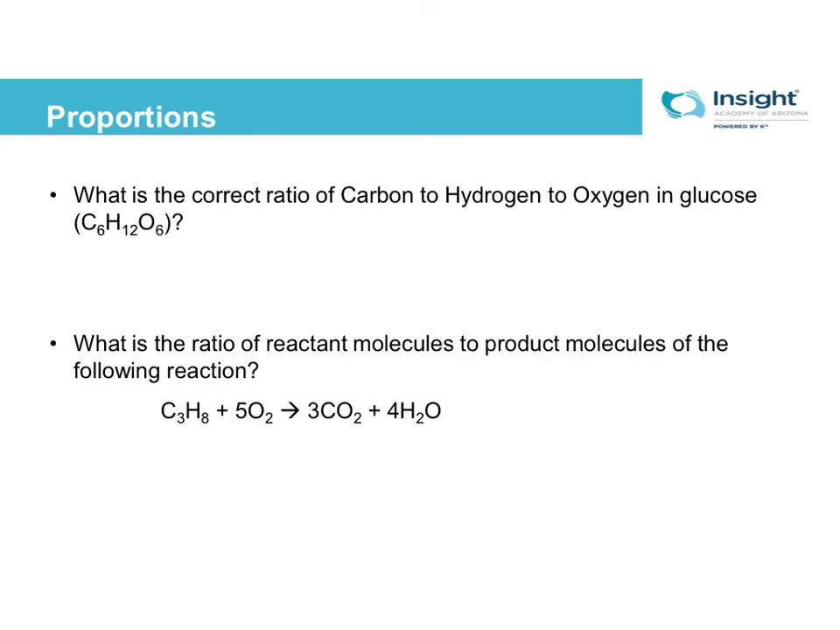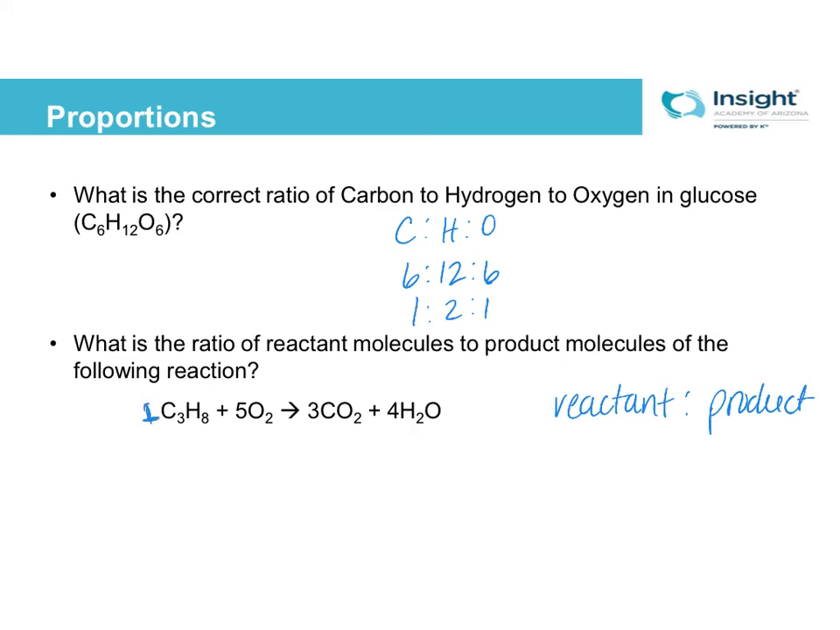So some practice with this. The ratio of carbon to hydrogen to oxygen: we've got 6 to 12 to 6. And even better, if you can simplify this, it's going to be 1 to 2 to 1. Then the reactant molecules, so this is just a plain old reactant to product. Count up how many reactant molecules you have. There's no number here, which means that's a 1. We got a 5, we got a 3, and we got a 4. So 1 plus 5 is 6, and 3 plus 4 is 7, and that can't be reduced any.